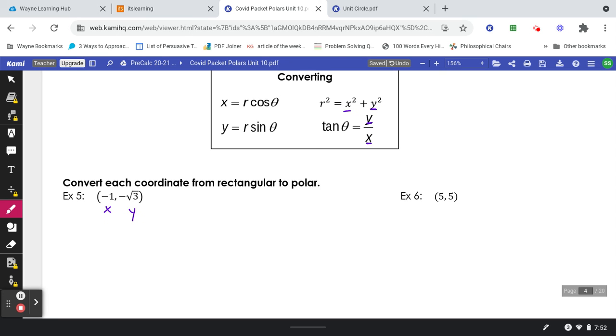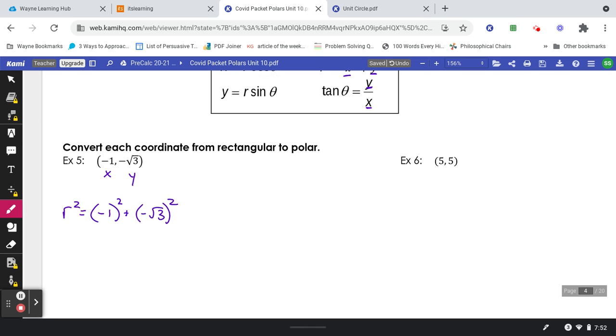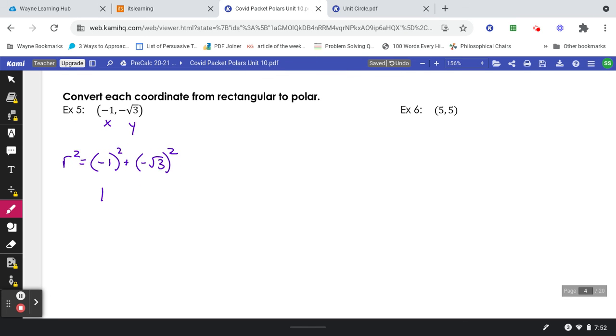We'll start with the r squared. We're going to want to put these in parentheses, especially since you've got a lot of negatives. Negative 1 squared is 1. Negative radical 3 squared actually gets us 3. The negatives cancel out, negative times negative is positive, and then the square root of 3 times the square root of 3 gets me 3. So then, bring this down, 1 plus 3 is 4, and I'll need to square root that at the end to get r equals 2. So that's my answer for r.